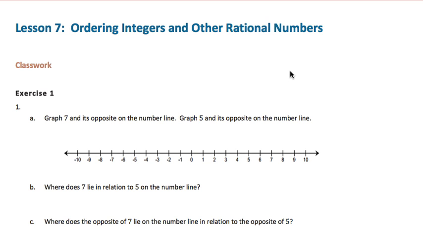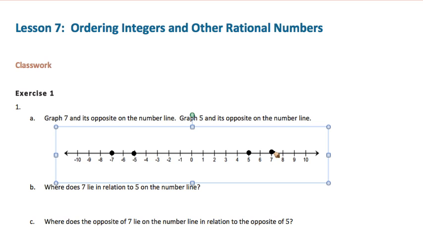In Module 3, Lesson 7, we're going to order integers and other rational numbers on the number line. So we're going to start off by graphing 7 and its opposite on the number line, and then graph 5 and its opposite also on the number line.